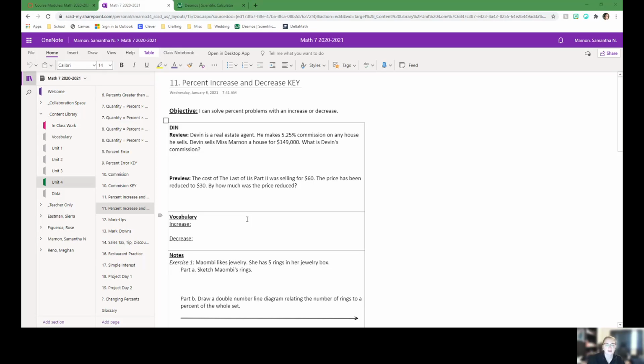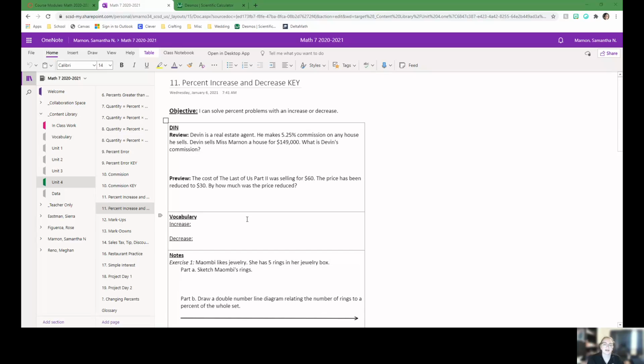So things like that. The issue with percent increase and decrease is there are lots of different ways we could have these problems. It could be find the percent increase or decrease, or it could be: it was this, here's the increase or decrease, what is it now? Or it could say it's now this, it increased or decreased by this percent, what was it originally? The same way we had 3 different ways for quantity equals percent times whole problems, where either the quantity was missing or the percent was missing or the whole was missing.